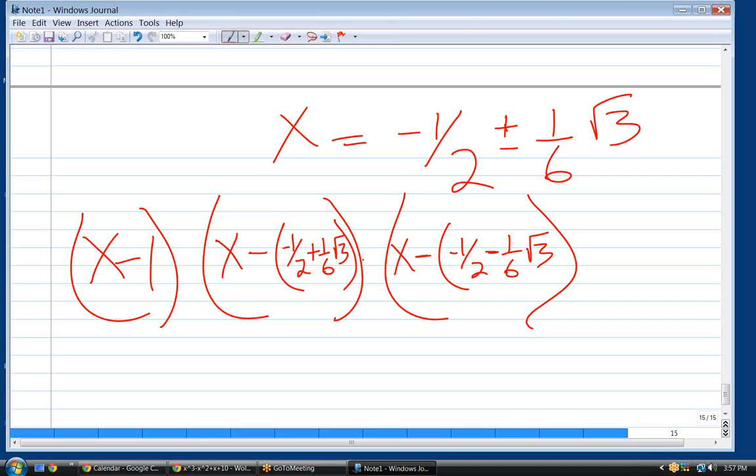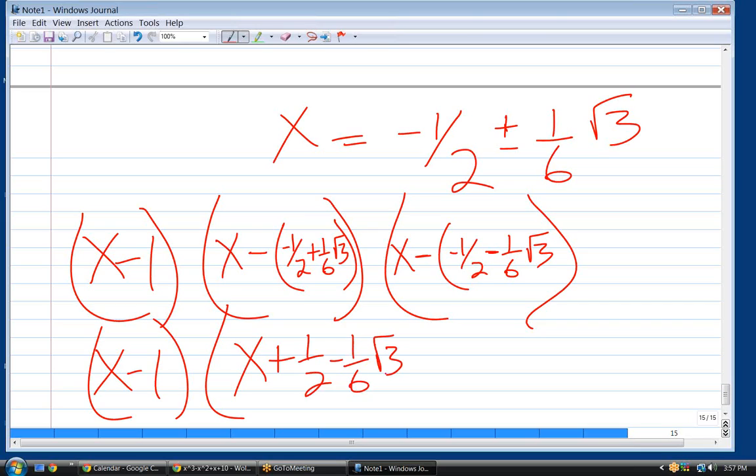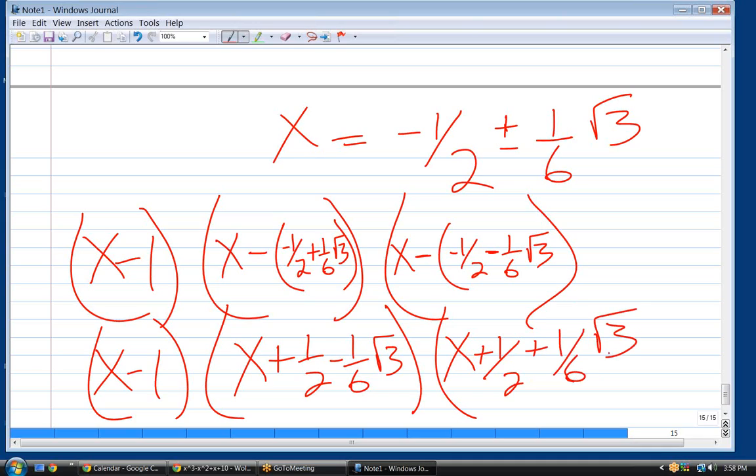Now, when we simplify by removing the parentheses, we get x plus 1/2 minus 1/6 root 3. Over here we get x plus 1/2 plus 1/6 root 3. And that's the way to write your solution, believe it or not. That's the final answer. And that's how you handle irrational solutions.